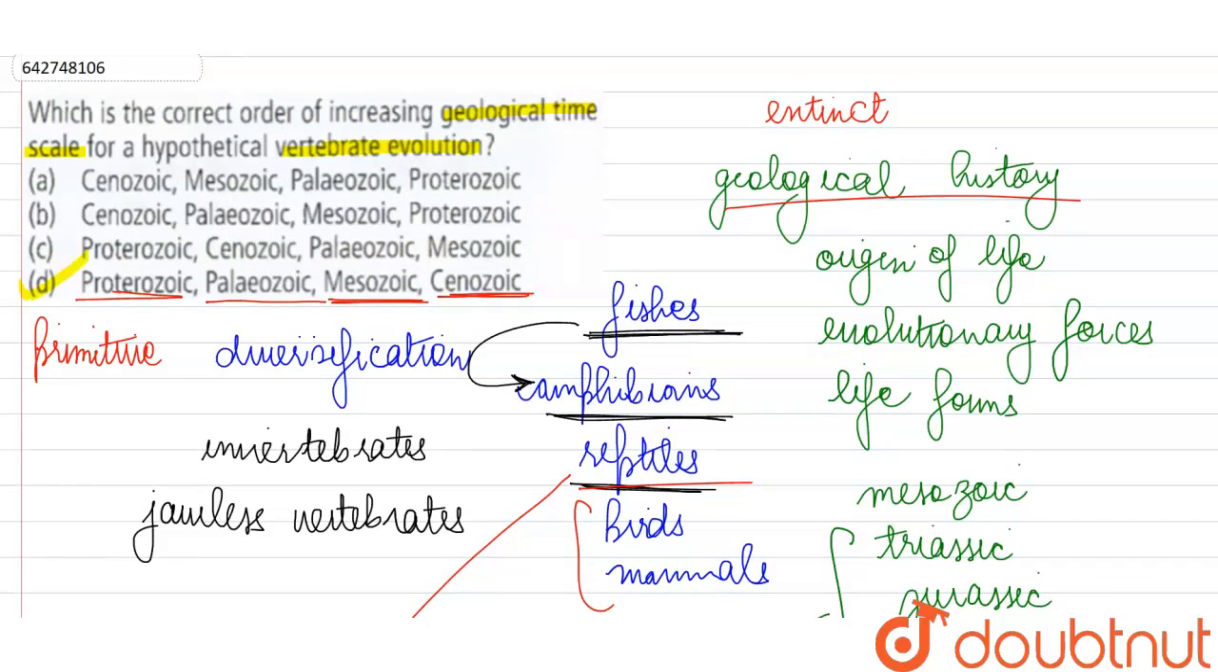So we are going to say option D is our correct answer. Proterozoic, Paleozoic, Mesozoic, and Cenozoic. These are the different eras into which we divide our geological time to study the vertebrate evolution.